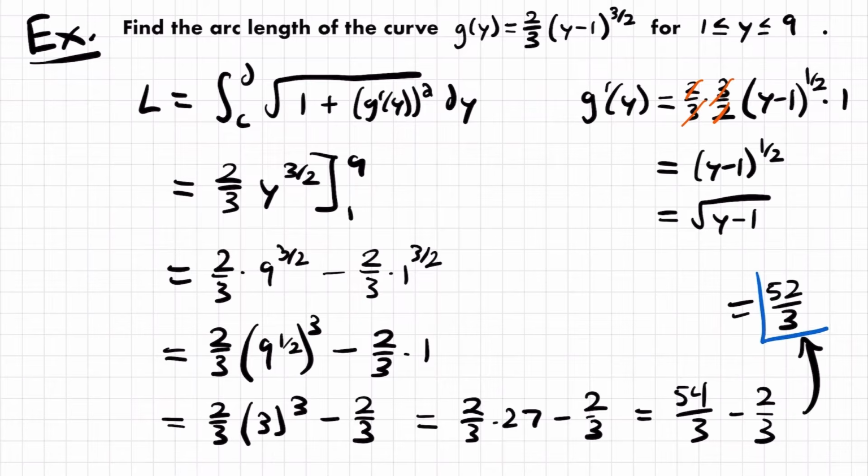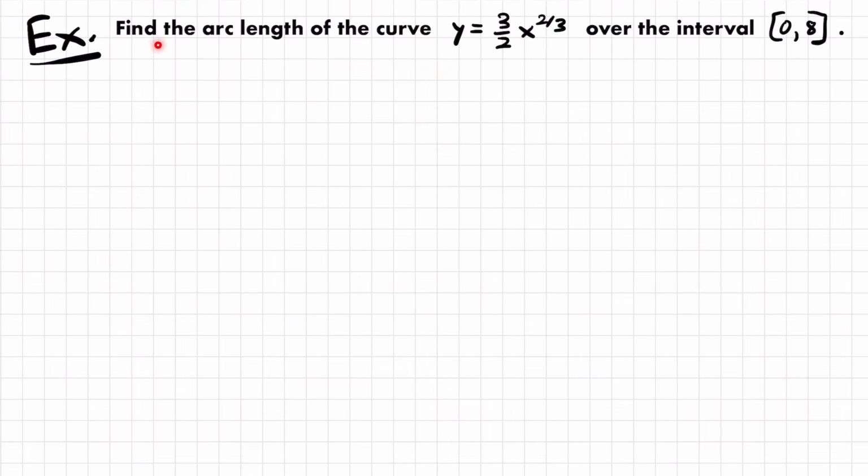And so that will be the arc length of this function from y equals 1 to y equals 9. Okay, let's look at one more example for this video. Alright, so for our last example, we want to find the arc length of the curve y equals 3/2 times x to the 2/3 power over the interval 0, 8.